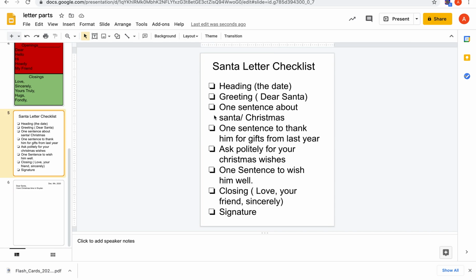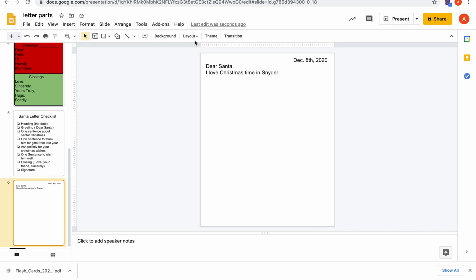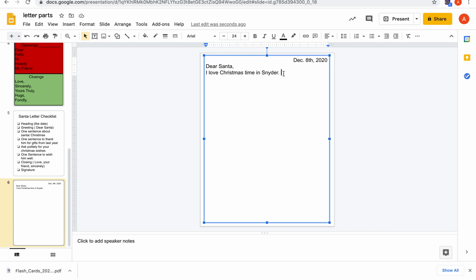Now, that's one sentence. The next one says, one sentence to thank him for the gifts from last year. So we're going to start that sentence with this. Thank you. Now, if you can remember exactly what Santa brought you last year, put it in here. Thank you for the PJs and new keyboard. What did I do? Oh, that's one word, keyboard. It's a compound word, isn't it?